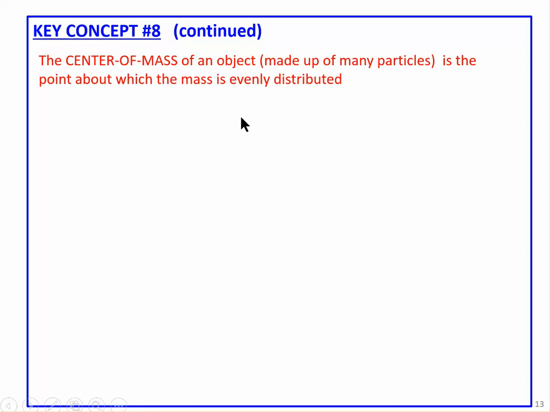The center of mass of an object, when you have an object made up of many, many individual particles, is the point about which that mass is evenly distributed. So for example, here are three objects. Here's a disk, here's a stick, and here's a ring. Each of these objects is made up of many individual particles. Lots of atoms making up this disk, lots of atoms making up the stick, lots of atoms making up this ring. The center of mass is a point about which all the masses are evenly distributed.